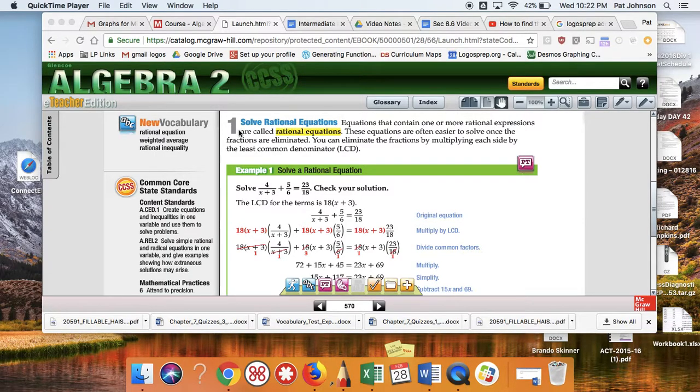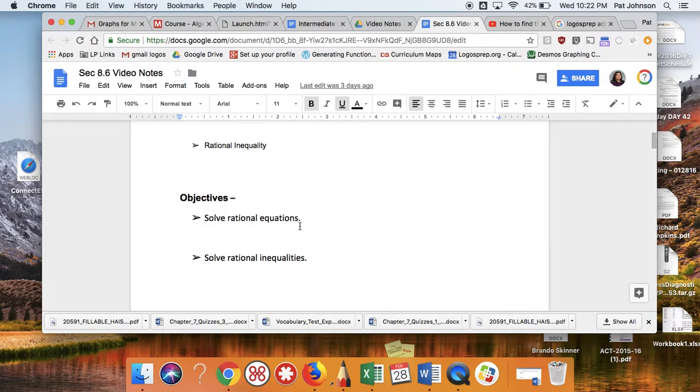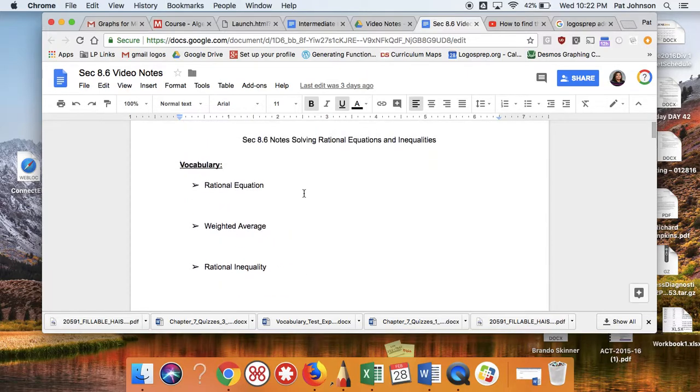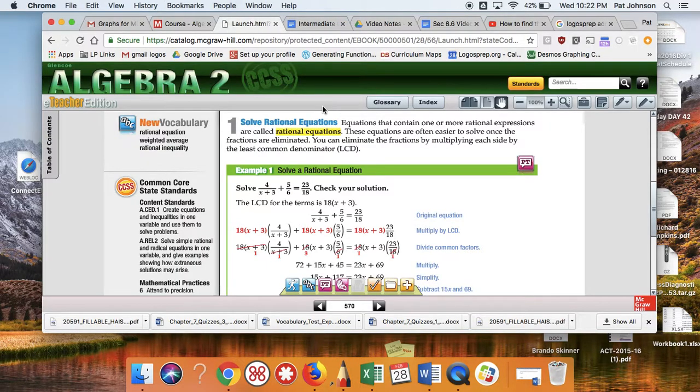All right, this is section 8.6 video notes, and it's over solving rational equations and inequalities. So let's just first look at our objectives. Basically we're going to solve a rational equation and a rational inequality. We've got three vocabulary words: a rational equation, weighted average, and rational inequality. So let's get straight to the book and start this section.